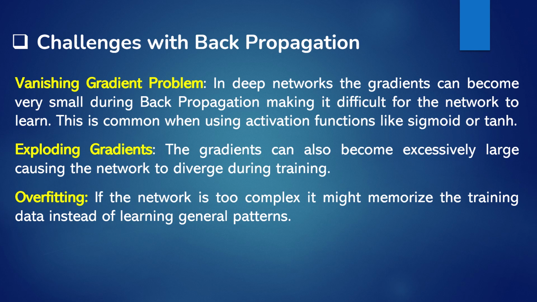Next one is the exploding gradient problem. The gradients can also become very large, causing the network to diverge during training. Gradients become extremely large, and weight updates lead to unstable training. Next one is overfitting. If the network is too complex, it may memorize the training data instead of learning general patterns. Thank you.